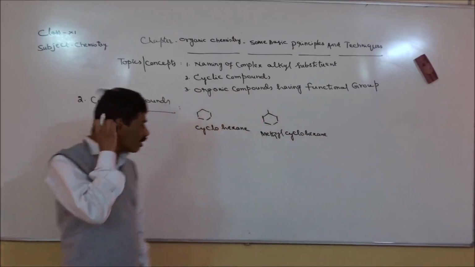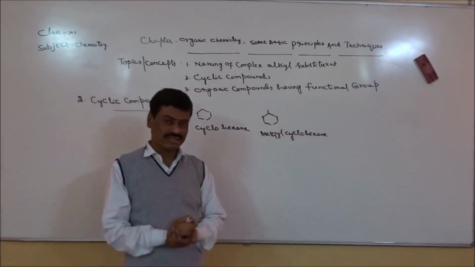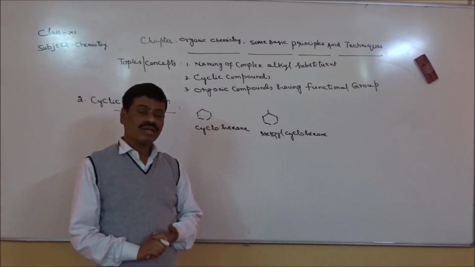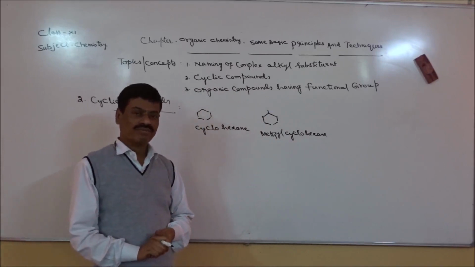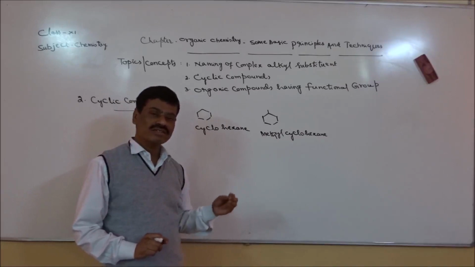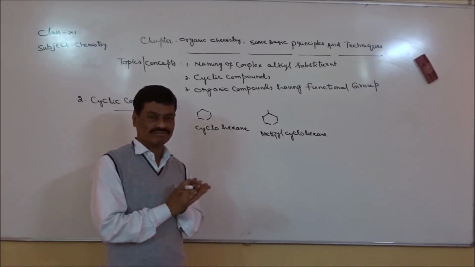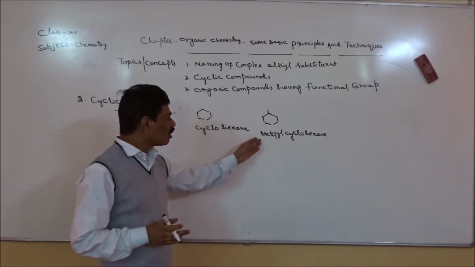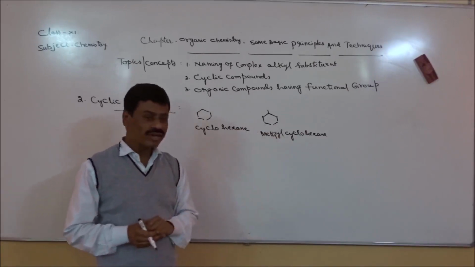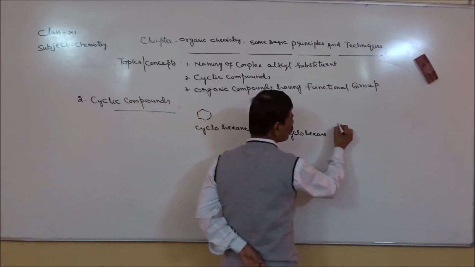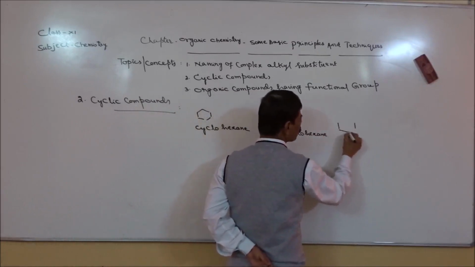Meaning, in the case of this type of ring structures, the substituent's name always takes the prefix position, right? So methylcyclohexane. Now let us see another compound.